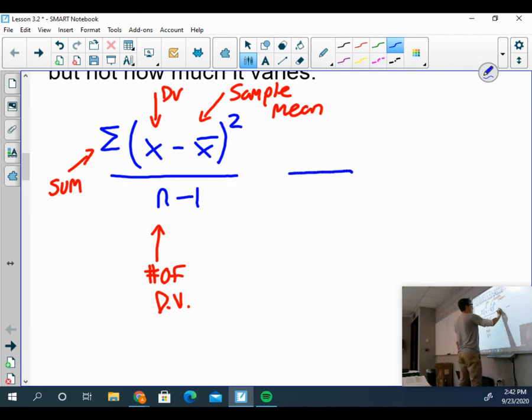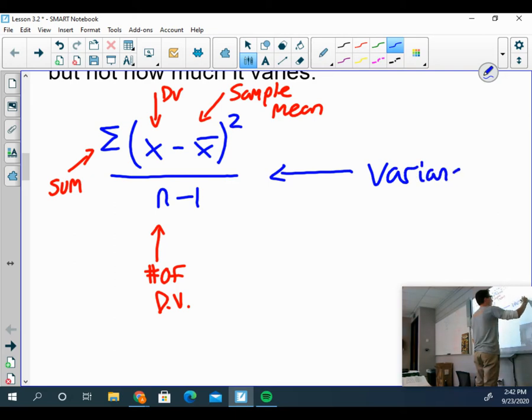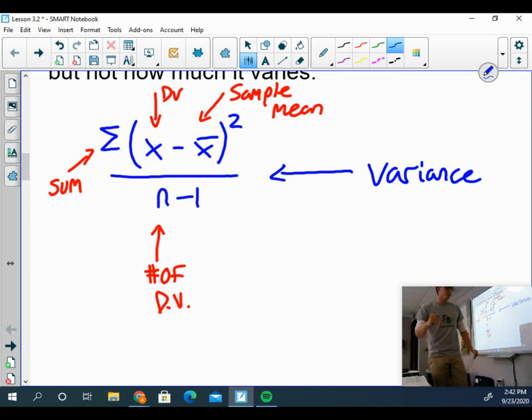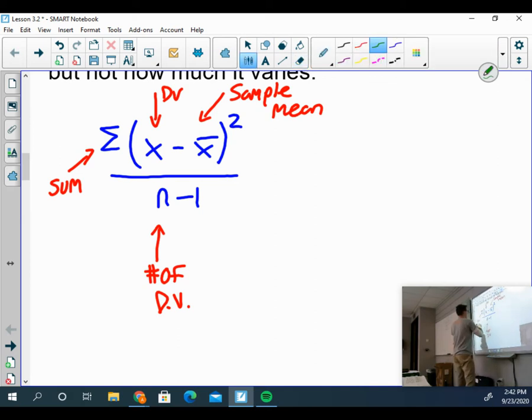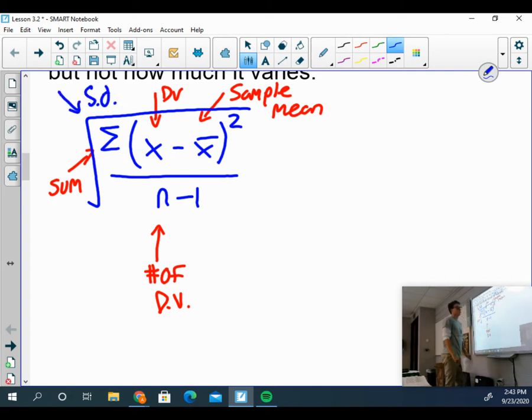This formula right here, and I would pause and write this down, is the variance in data. And you've seen me throw that word around. Variance, it's the spread of the data. Okay? And then finally, to get standard deviation, we take the square root of it. We square root the variance and we get standard deviation.